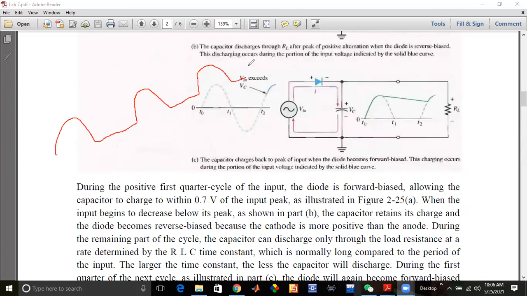If we consider the filter operation, in this portion the diode will become charged.